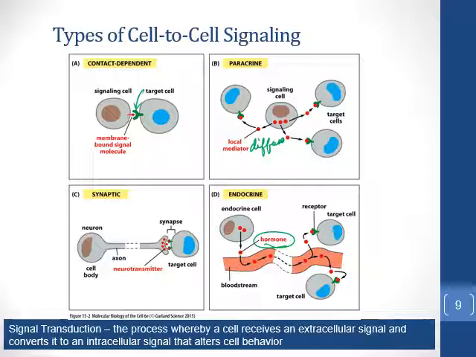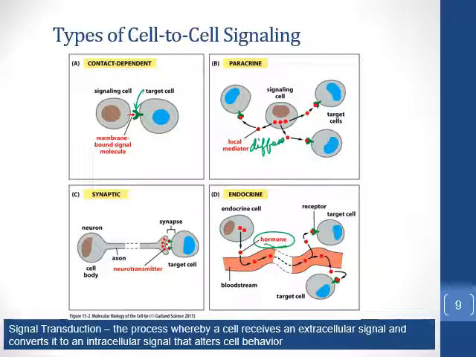So you can see when you go from A to B to D here, what we're talking about is signaling molecules that are able to affect target cells further and further away. For contact dependent signaling, the target cell has to be right up next to it. For paracrine signaling, the target cell has to be pretty close. And for endocrine signaling, the target cell can be anywhere in the body.